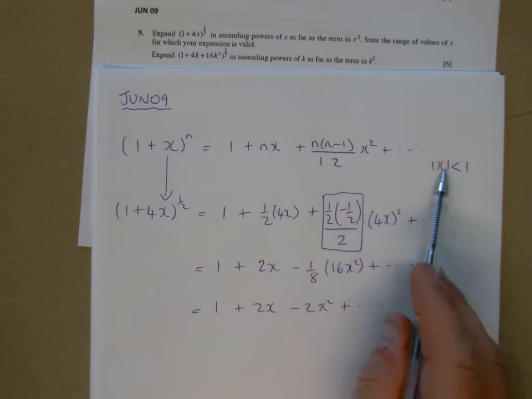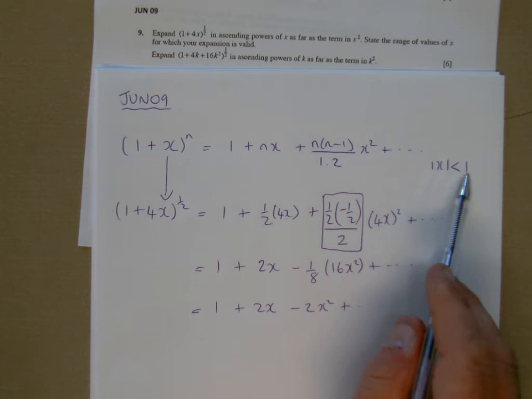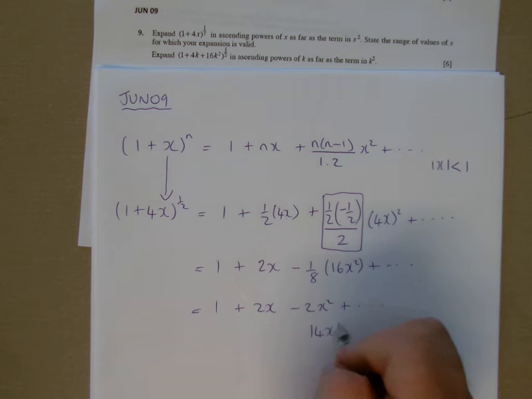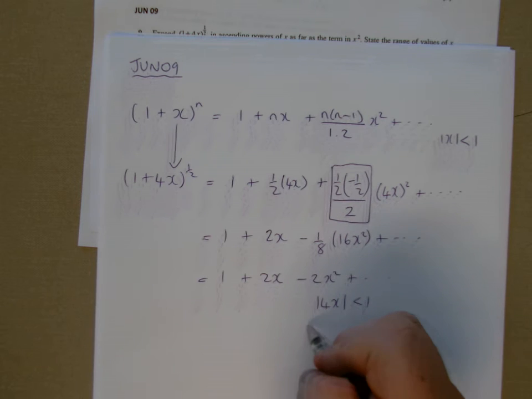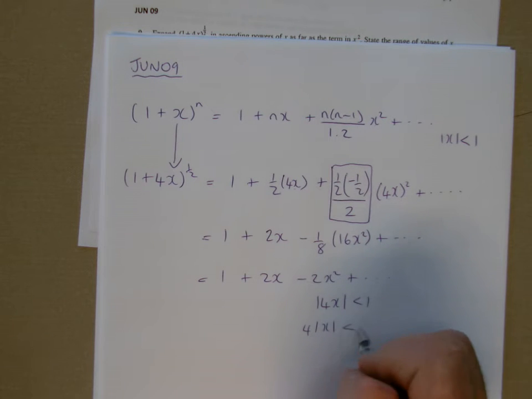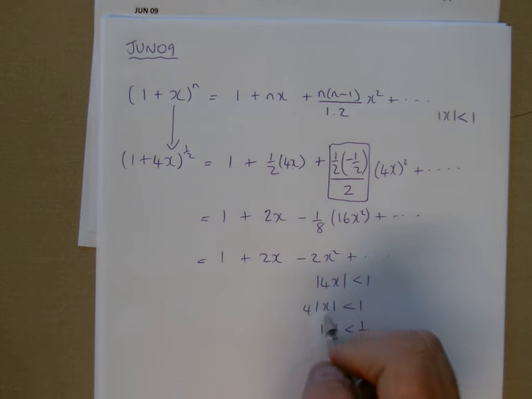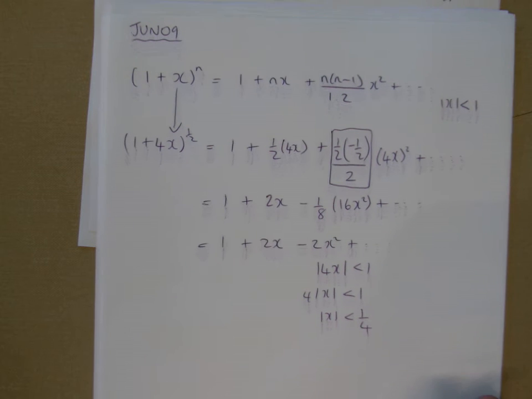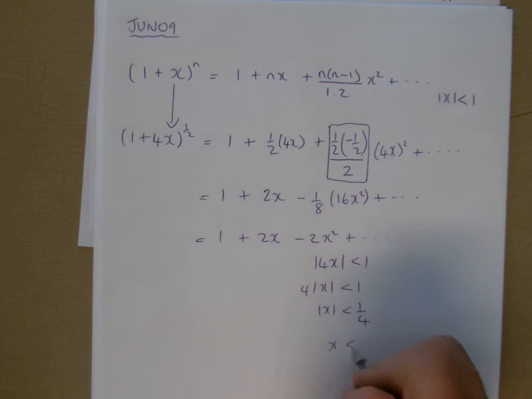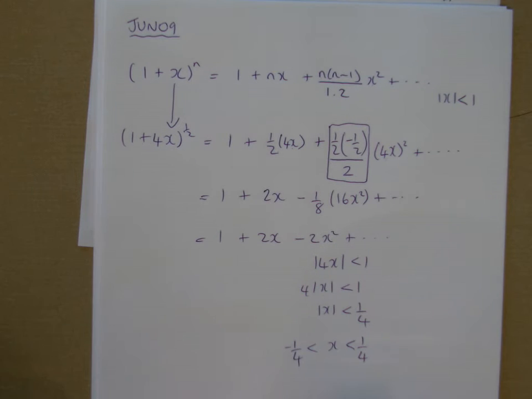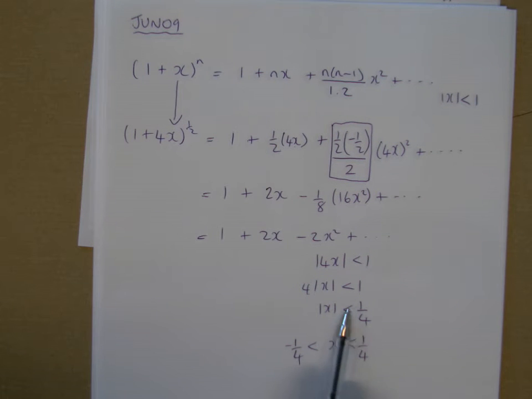Don't forget we need to state the range. So mod x is less than 1, but remember our x became 4x, so we have mod 4x is less than 1. We take the 4 out of the modulus because it's a positive constant, and then we can take the 4 over the other side and divide. So you've got mod x is less than a quarter. In other words, x has got to be less than a quarter and greater than a negative quarter. As long as the size of it is less than a quarter, you're sorted.